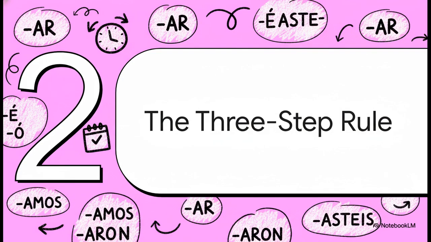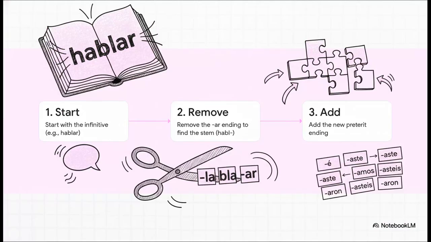Okay, so how do we actually do this? How do we build this tense? Well, I've got some great news for you. For regular AR verbs, it's a super simple, almost mechanical process. It's just a three-step rule that works every single time. All right, let's break it down. It's super easy. Step one, you just start with the full verb, the infinitive. Let's use hablar as our example.